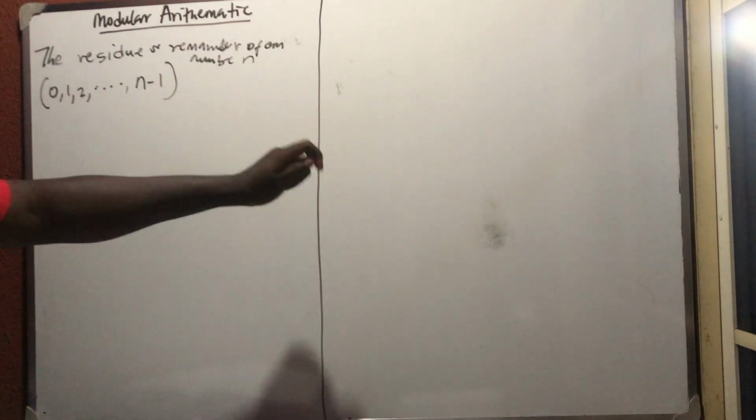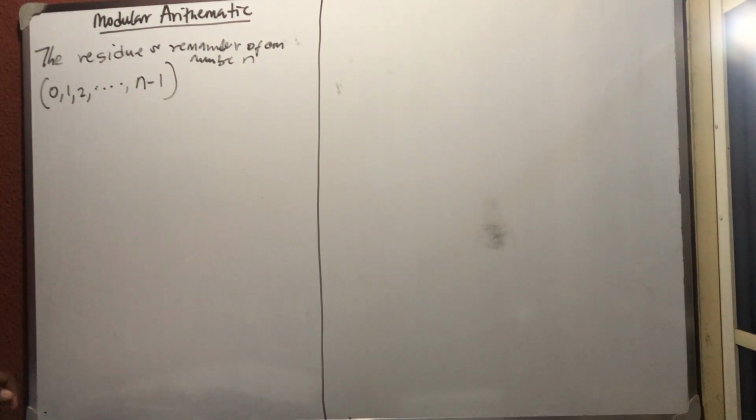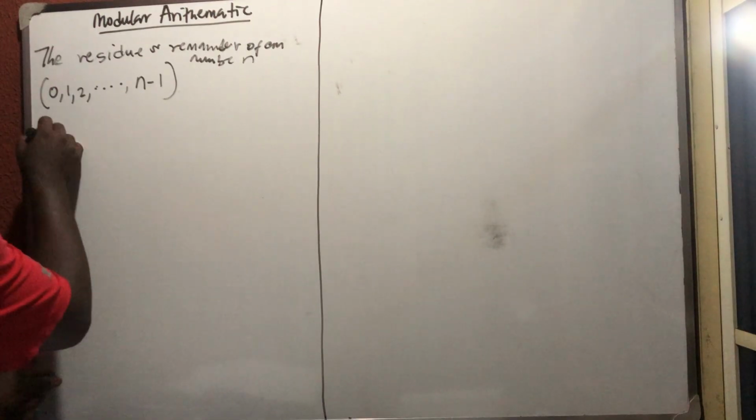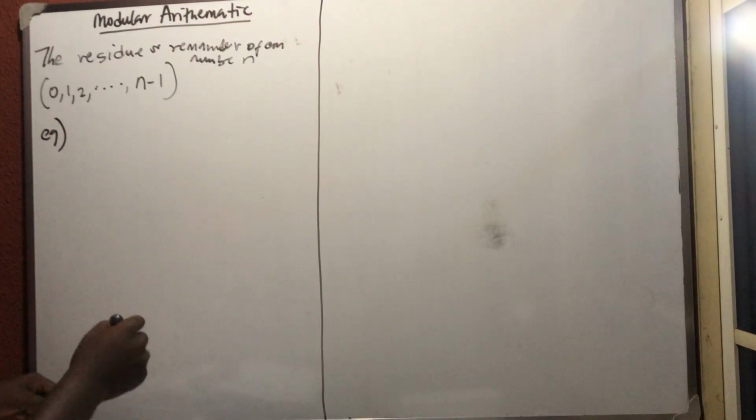What we mean by this is that the remainder of any number, for example 5, is from 0 to 4. The 5 will not be included. The residue of any number 10 is from 0 to 9. That is what we mean by that.